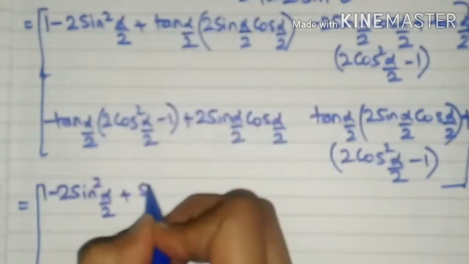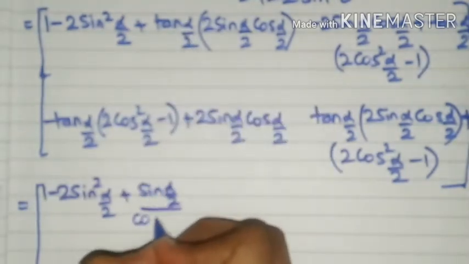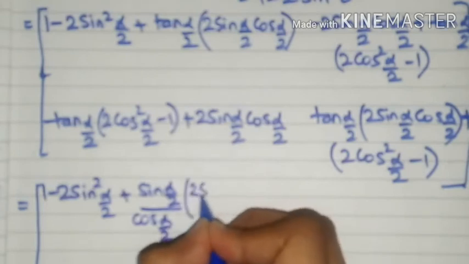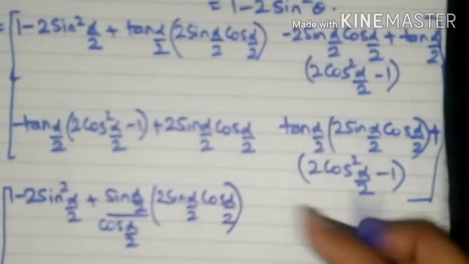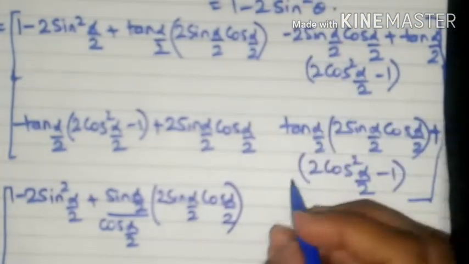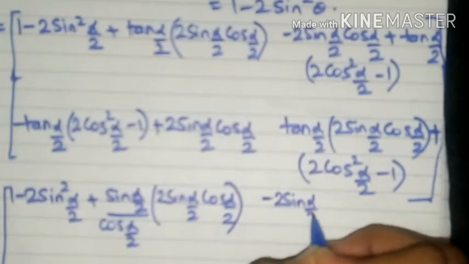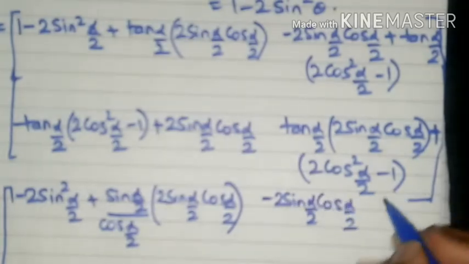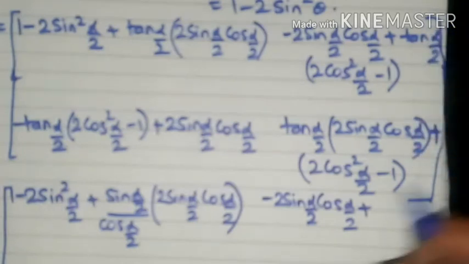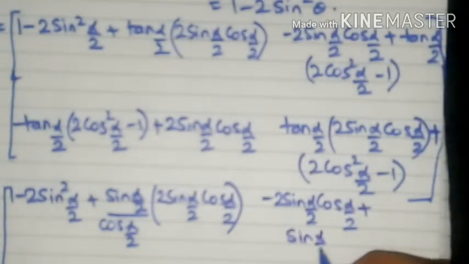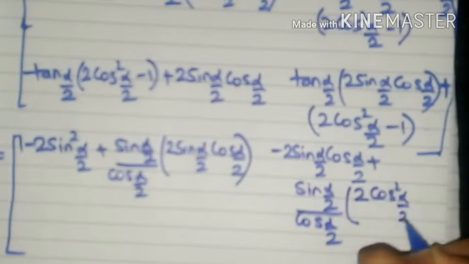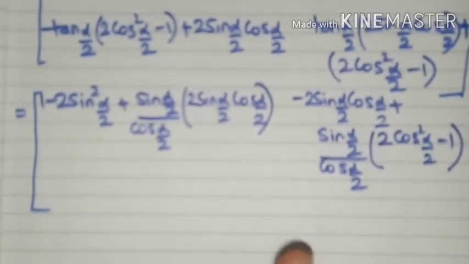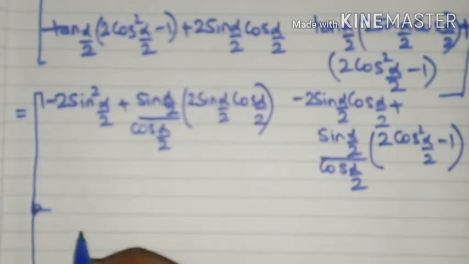Here I will write it as sin alpha by 2 divided by cos alpha by 2 into 2 sin alpha by 2 into cos alpha by 2. Okay, let's be very careful whilst doing these calculations. Here again I will write it as minus 2 sin alpha by 2 cos alpha by 2 plus, now tan alpha by 2 I will write it as sin alpha by 2 divided by cos alpha by 2 into 2 cos square alpha by 2 minus 1. Okay, so this is only my first row completed. Now let us go to the second row.